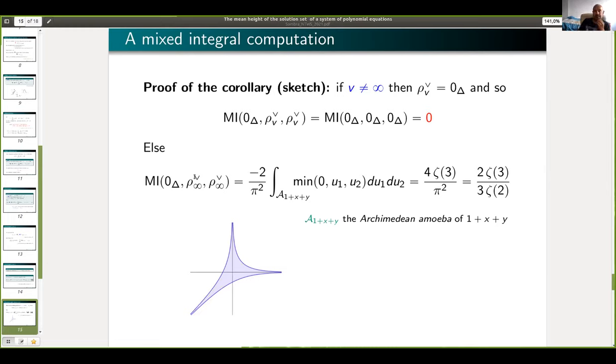And you have to look at the amoeba. This picture is the amoeba, the Archimedean amoeba of this polynomial. That is the image of the curve that it defines in the torus through the evaluation map. It has this shape. So outside the amoeba, the Ronkin function is very easy.